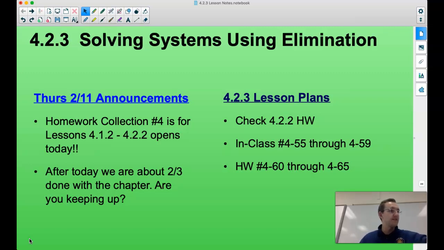We're solving systems of equations using elimination. Looking forward to jumping into that in just a second here. I hope you guys are having a great day so far.